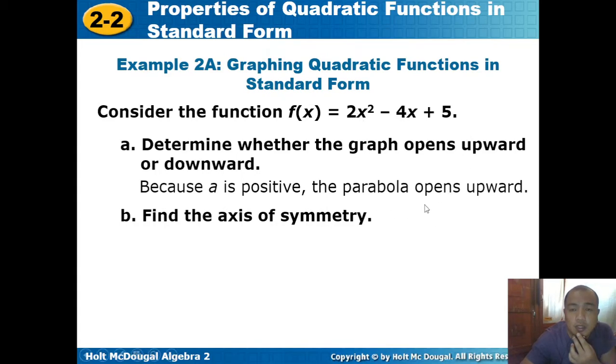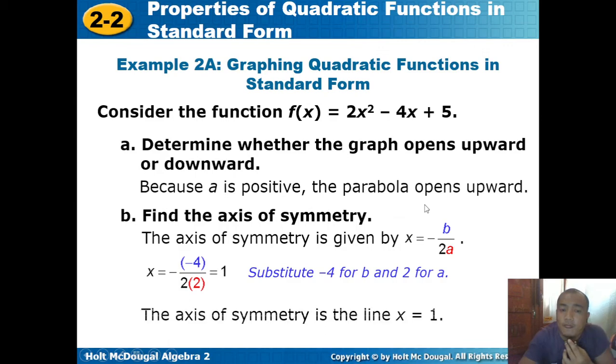Find the axis of symmetry. The axis of symmetry has the formula x equals negative b over 2a, which is the same as the value of h, the x-coordinate of the vertex. x equals h. b is negative 4, a is 2, so we have negative negative 4 over 4, positive 1. So the axis of symmetry is x equals 1.